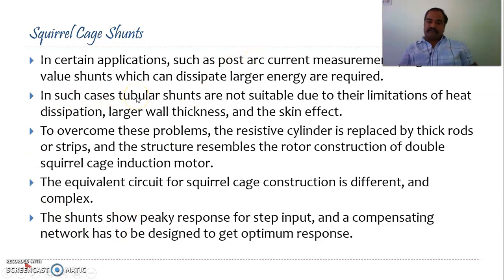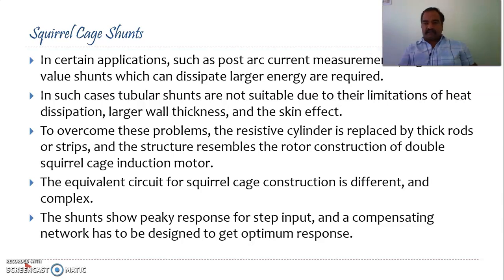So during this post arc current measurement, because of the arcs which are being created there will be a huge amount of energy which you are supposed to dissipate. So you do need these ohmic elements which can dissipate a larger amount of energy, which results because of the higher currents which are developed there. So in such cases, tubular shunts may not work out because of their limitations in heat transfer capability. So in that case, squirrel cage shunts are designed.